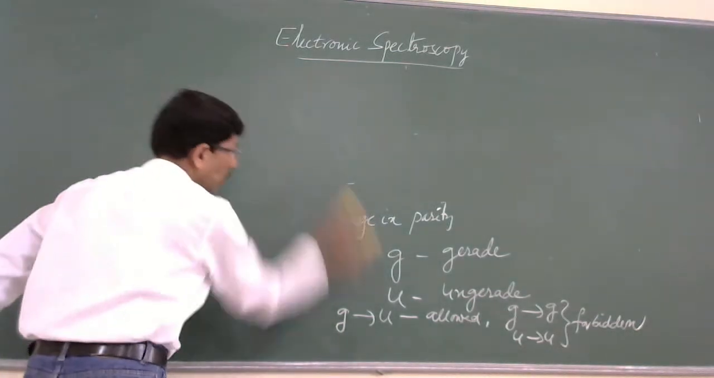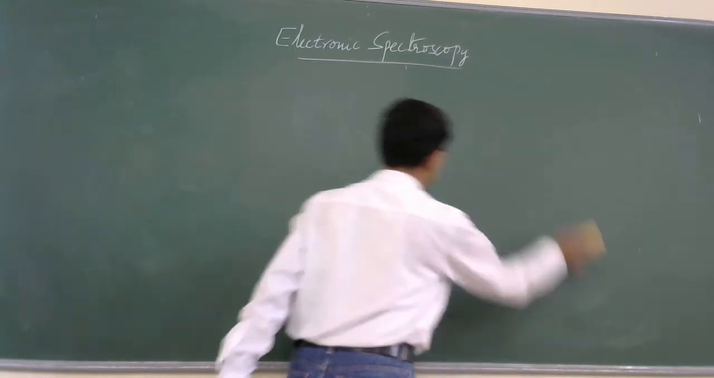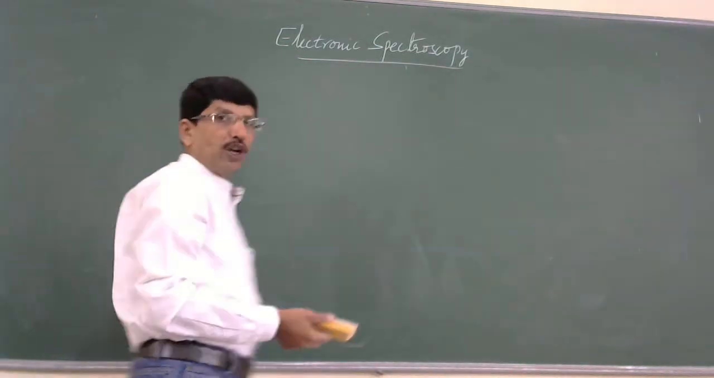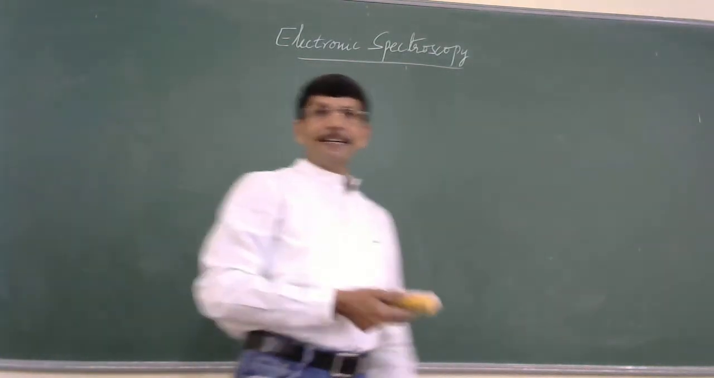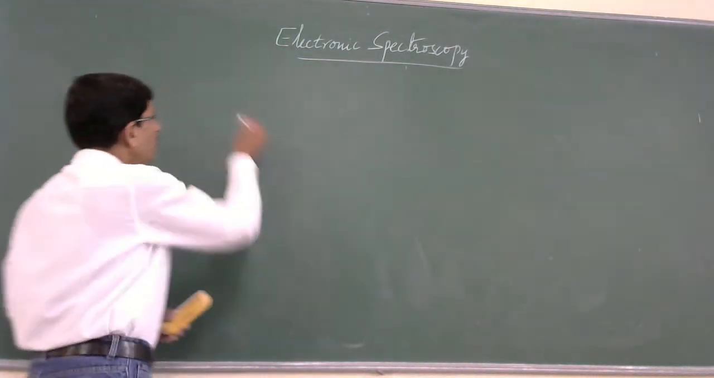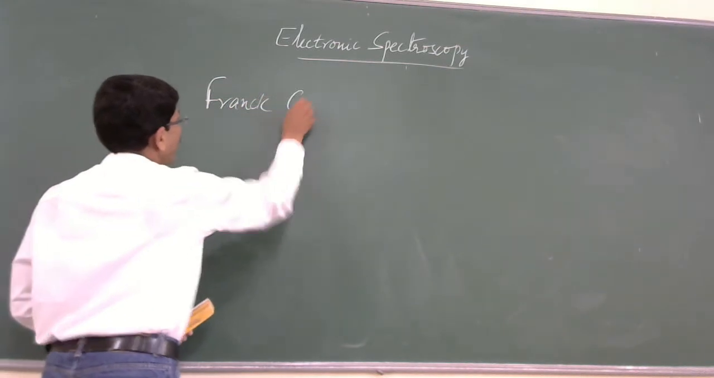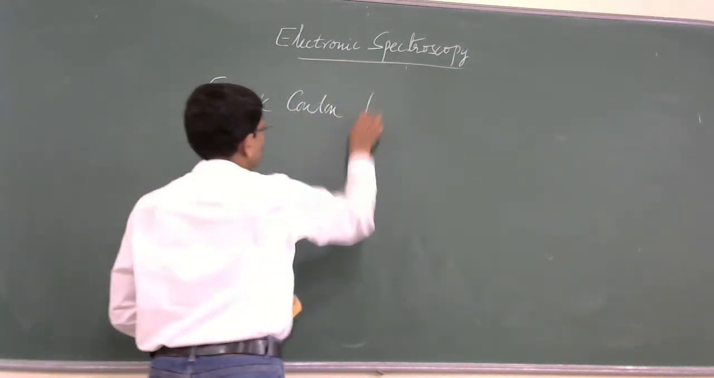Now, after knowing the different types of electrons, the different types of electronic transitions, and the selection rules which govern these electron transitions, we shall move on to a very important topic, namely the Franck-Condon principle.